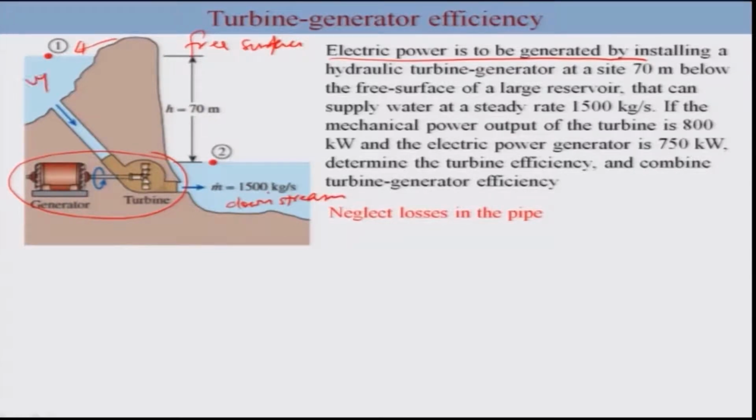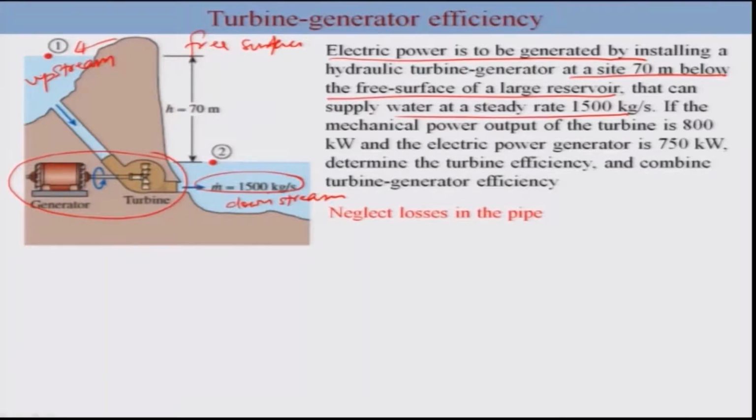So this is upstream, a larger reservoir here. Okay, so it's saying that it should be installed at a site 70 meter below the free surface of the larger reservoir that can supply water at a steady state of 1500 kilogram per second, which means the m dot here, the fluid which is flowing out of it, is 1500 kilogram per second.